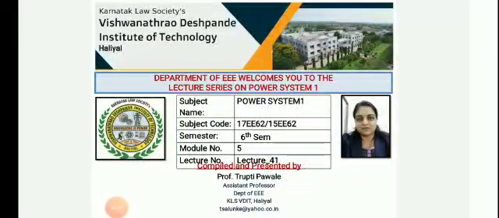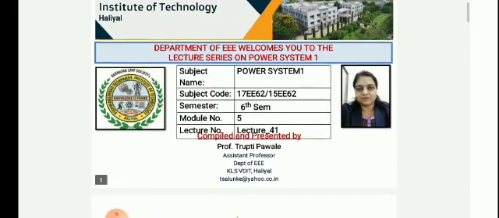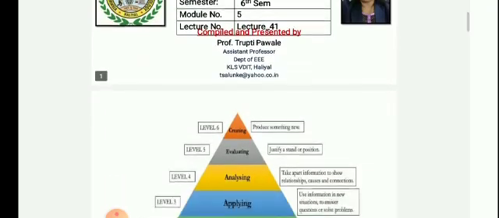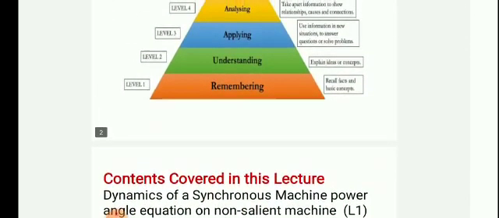Hello friends, welcome to the last module of power system, starting with today's topic on power equation. This is coming under the learning level 1 of Bloom's taxonomy. Here we are going to study the dynamics of the synchronous machine, that is the rotor dynamics of the synchronous machine, and also the power angle equation of non-salient pole machines.